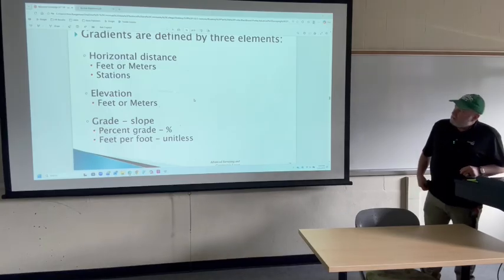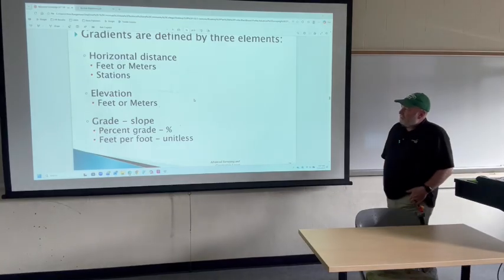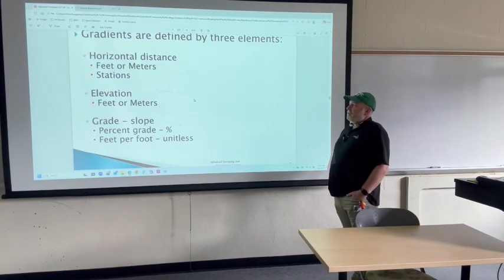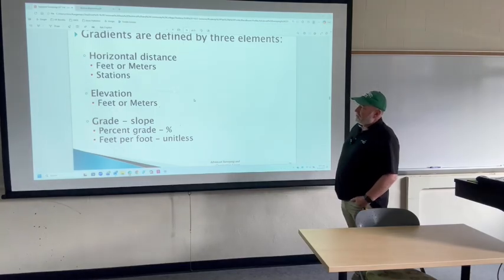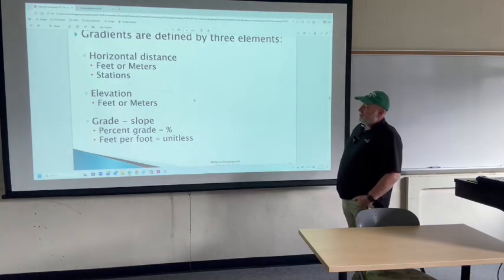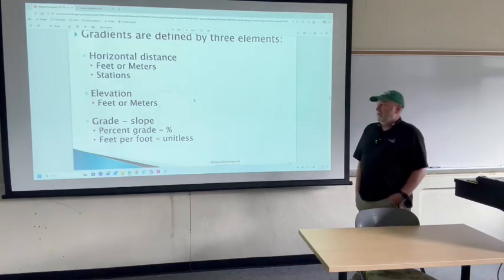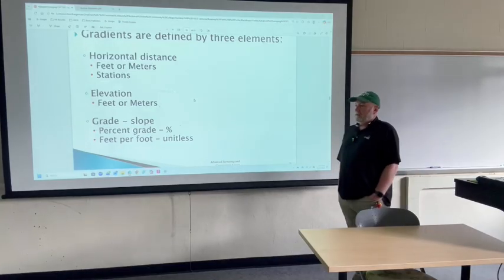Gradients are defined by three elements. So you have your horizontal distance in feet or meters, stations. There's a high probability, if you are going to be here in the United States, you will probably never see metric plans.